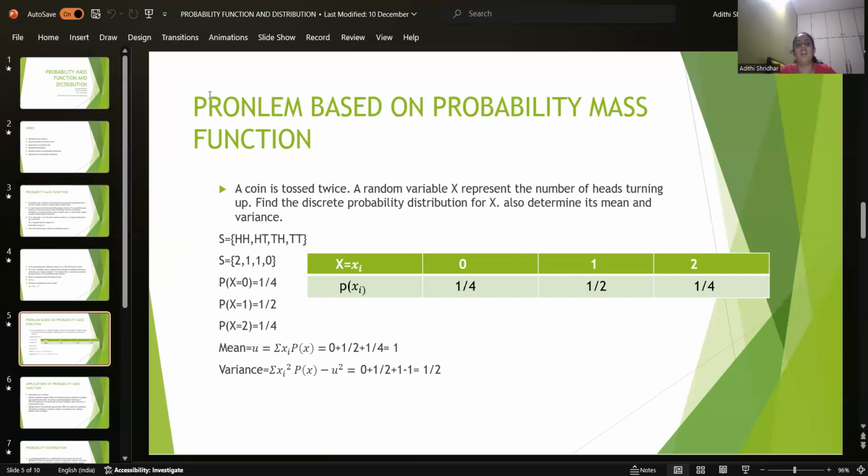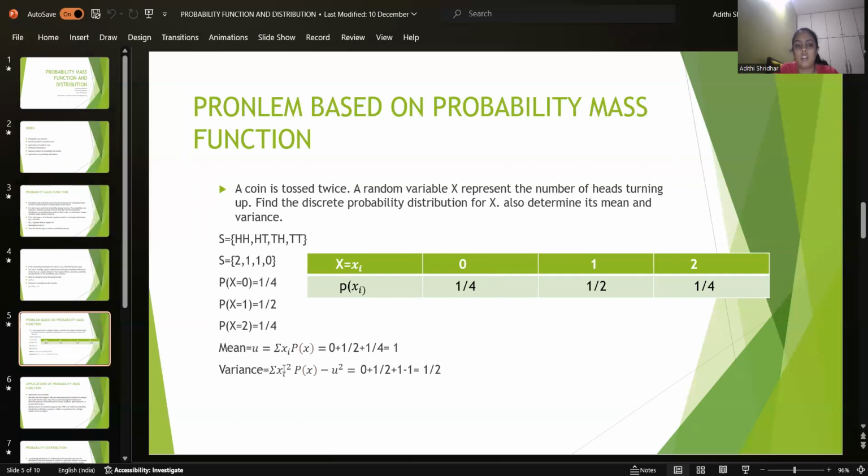First find the probability of x equal to 0, that is 1 by 4. Similarly, P(x = 1) is 1 by 2, and P(x = 2) is 1 by 4. And form the table as shown below. To find the mean, multiply the xi value and the p(xi) value, which gives 0 plus 1 by 2 plus 1 by 4, which is equal to 1.